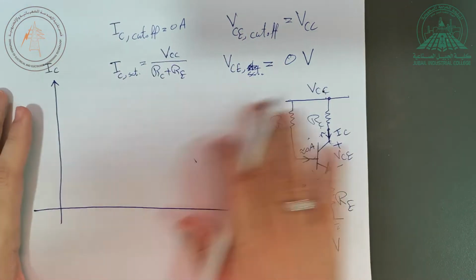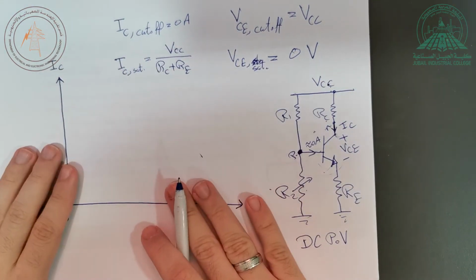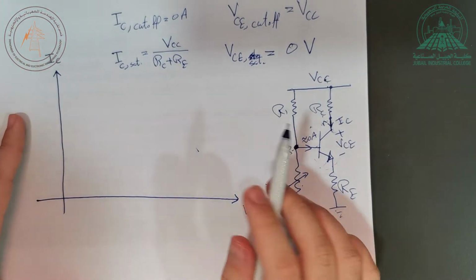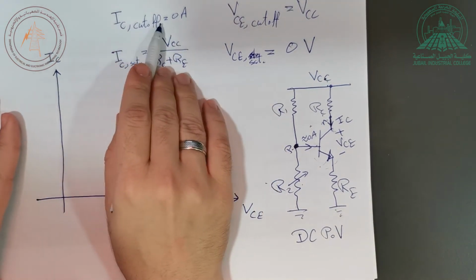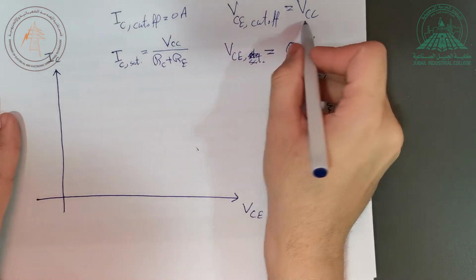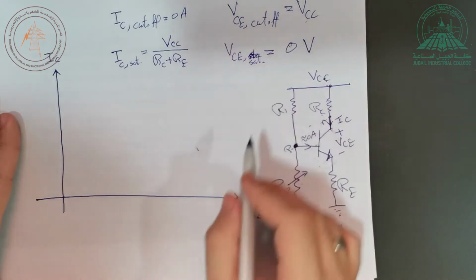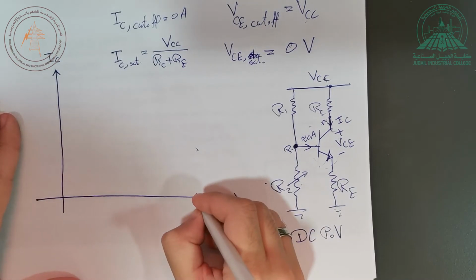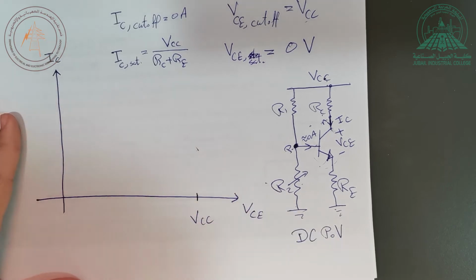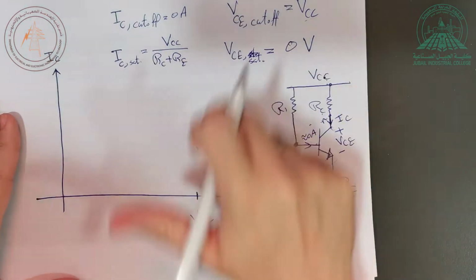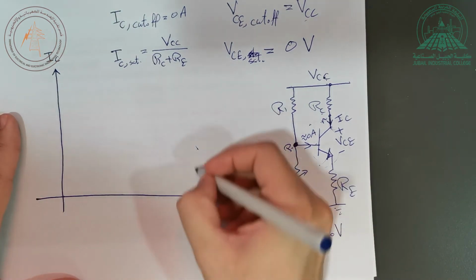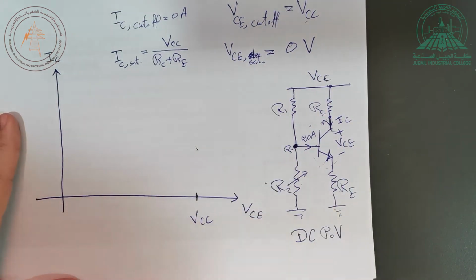So the two extremes of this load line that I'm going to draw now are as follows. First, let's start with the cutoff. During cutoff, the current is equal to 0. How much is the voltage VCE? VCE should be equal to VCC. So I'll come here at VCC. This is the point for the cutoff: no current, 0 ampere here, and VCC.